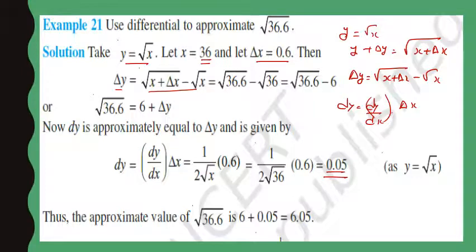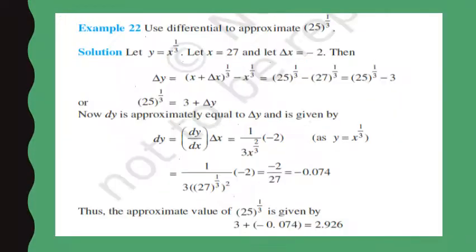So this is our delta y. Dy is the approximate value of delta y. So instead of delta y you put 0.05. So approximate value of root of 36.6 is 6 plus 0.05, that is 6.05. This is the answer. Now, the same question, next type: 25 raised to 1 by 3.